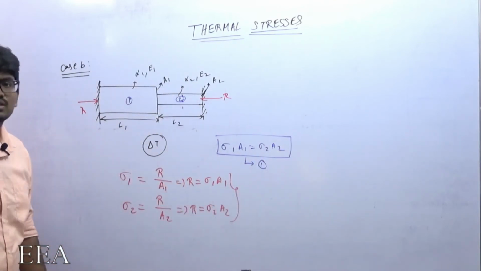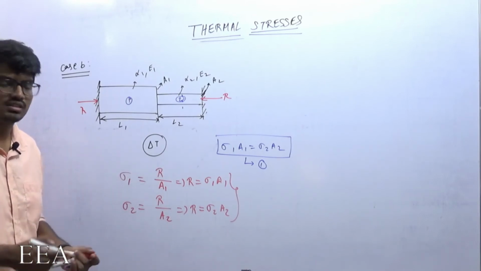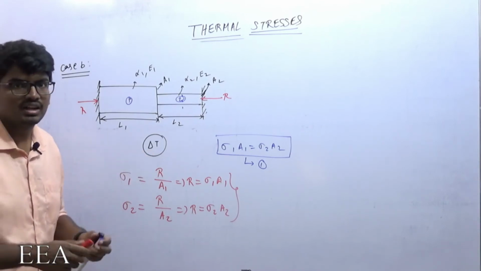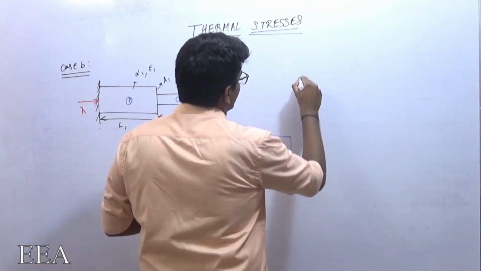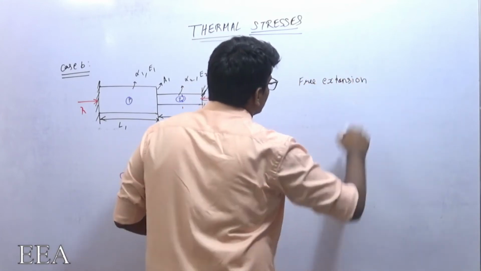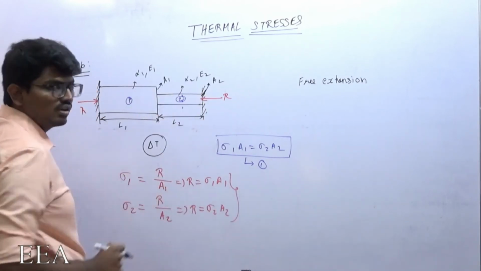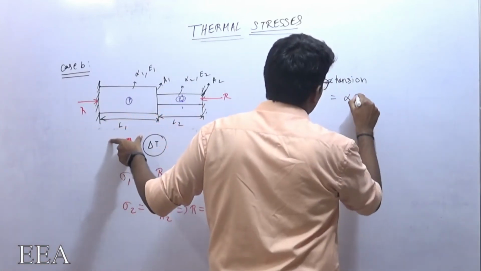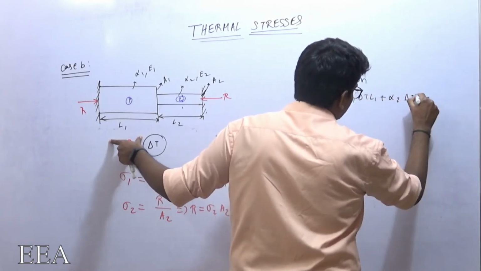Now, as usual, here also I need to find the stress. First equation is determined. What will be the second equation? See, if the temperature is increased by an amount of delta T, what will be the free expansion? If there is no restriction, this member is going to expand freely, this member is also going to expand freely, and what will be that value? That value will be equal to alpha 1 delta T L1 plus alpha 2 delta T L2.